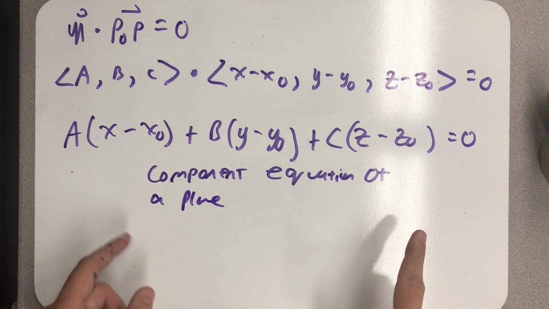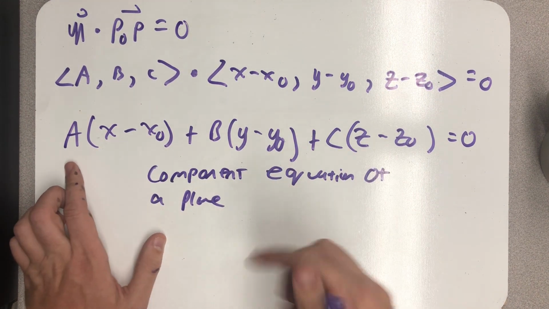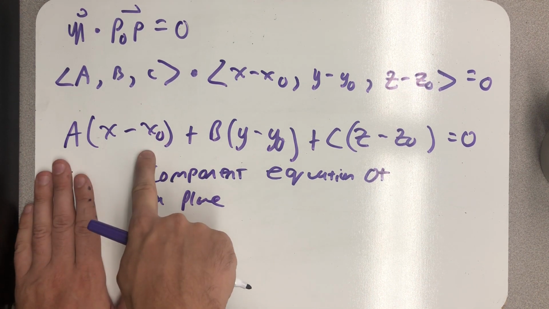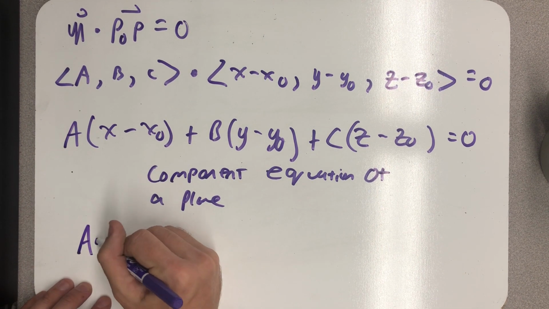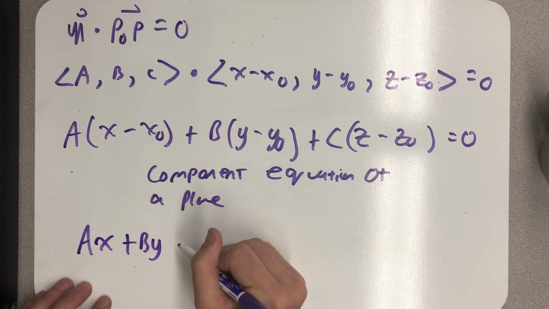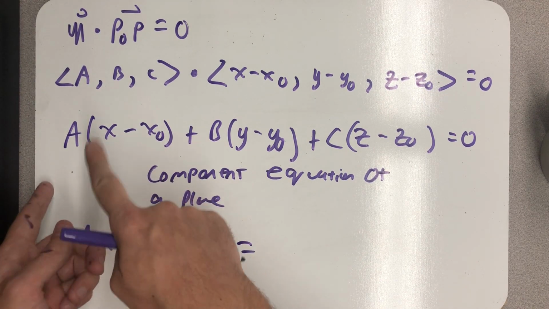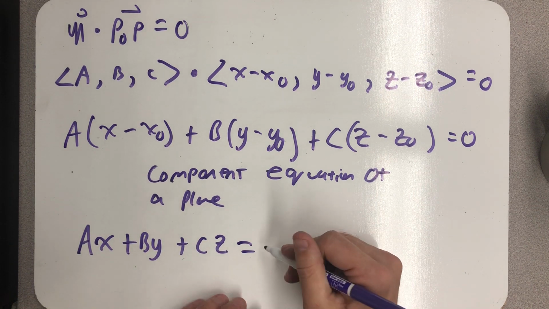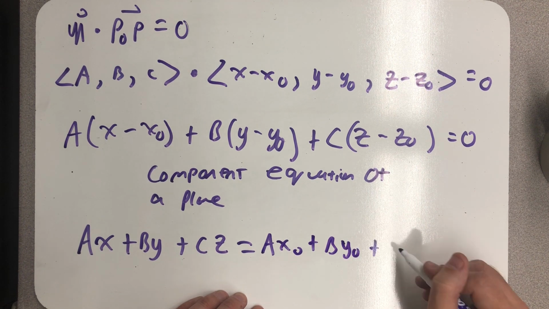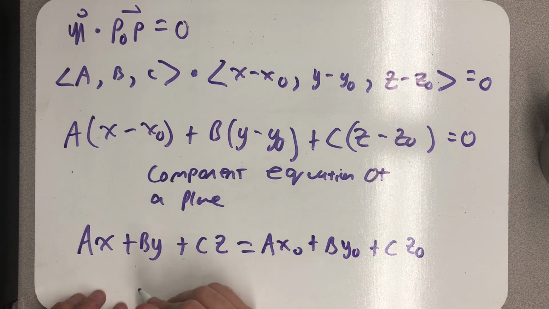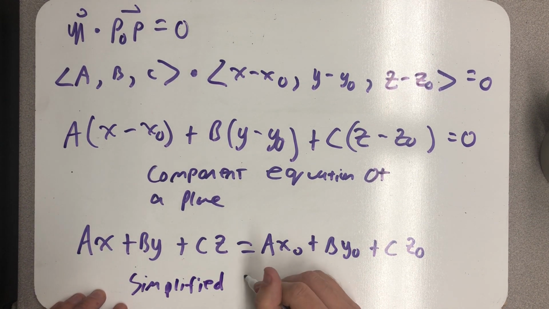I can simplify this to get what we're going to call the simplified component equation by distributing the a, b, and c through, and then moving the a x naught, b y naught, c z naught to the other side. And so on the left-hand side, I'd be left with ax plus by plus cz is equal to, well, this would be a minus a x naught, so when I add it to the other side, it would be positive. And this is the simplified component equation of a plane.